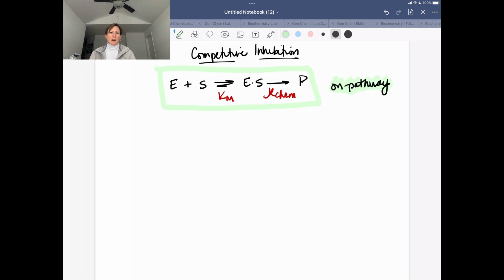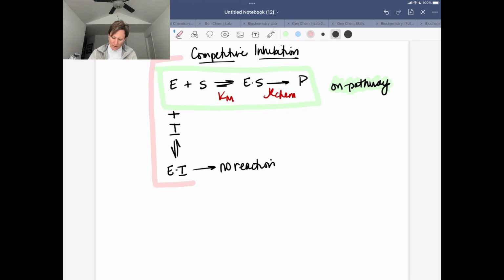So what happens when we think about inhibition is we have an inhibitor that can potentially bind to the enzyme. In this case, the inhibitor binds to the enzyme reversibly to generate an enzyme-inhibitor complex. And the key is that there is no reaction that happens when the enzyme is bound to inhibitor. So this pathway here is what we refer to as off pathway, using red, again, to indicate that that is a non-productive pathway.